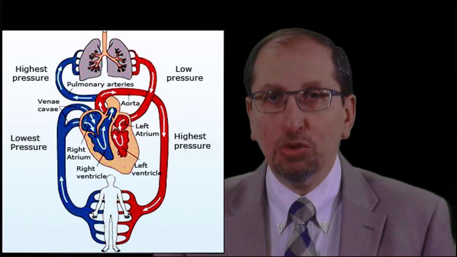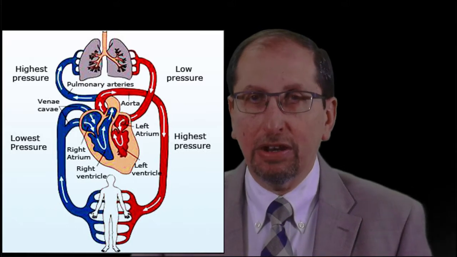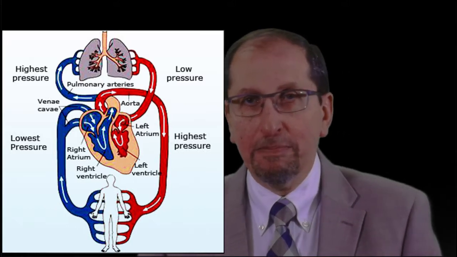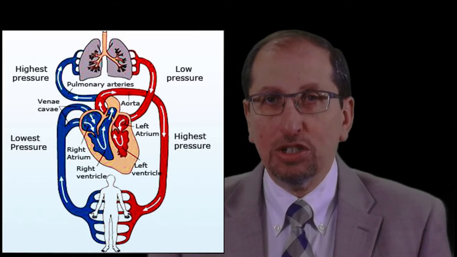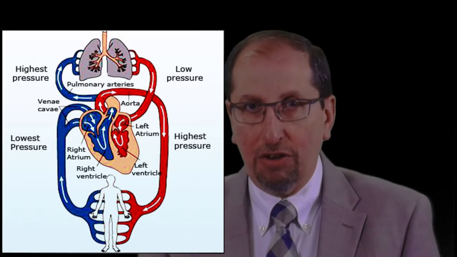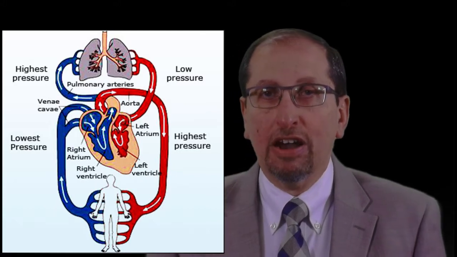So blood should always move in this direction: right atrium, right ventricle, pulmonary artery, back to the left atrium, left ventricle, aorta. What ensures this direction of the blood flow are structures in the heart called cardiac valves.